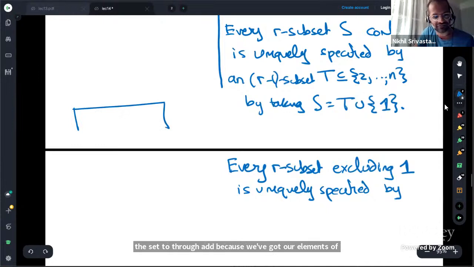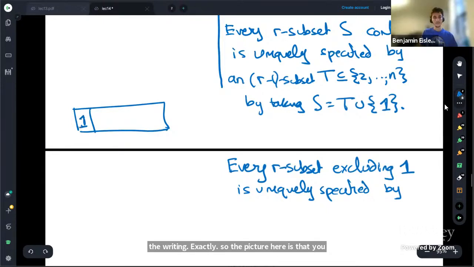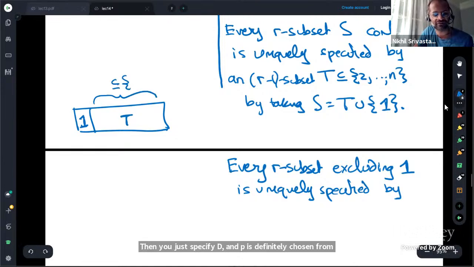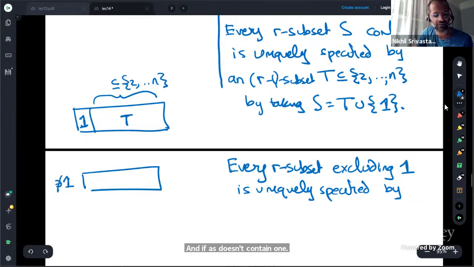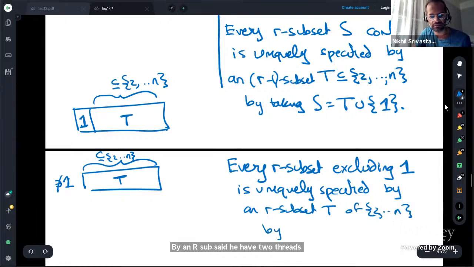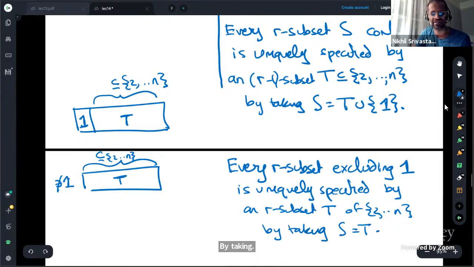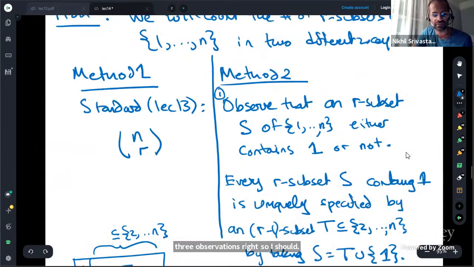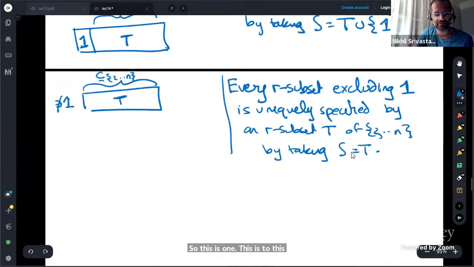Exactly. So the picture here is that you have this subset S, and if S contains 1, then you just specify T, and T is definitely chosen from the rest of the elements, right? And if S doesn't contain 1, then S itself is drawn from the rest of the elements by an R subset T of 2 through n, by taking S equals T. So I'm being extremely explicit and pedantic here, but I just want to make it clear. So there are really 3 observations, right? This is 1, this is 2, and this is 3.